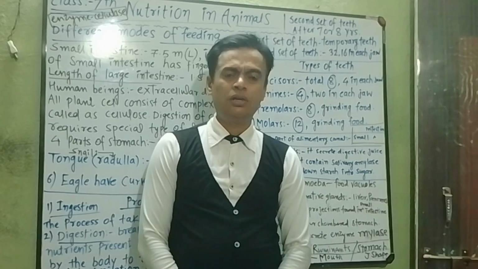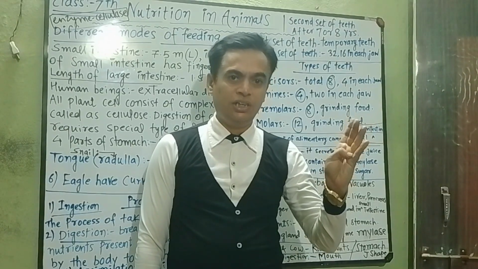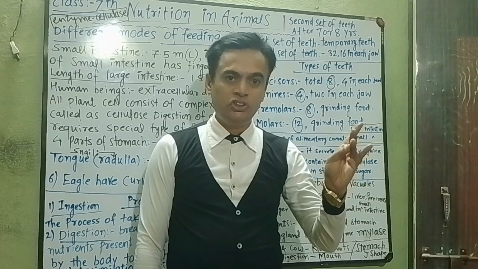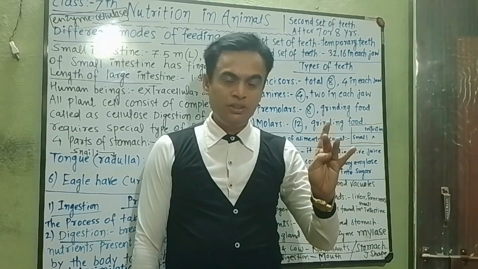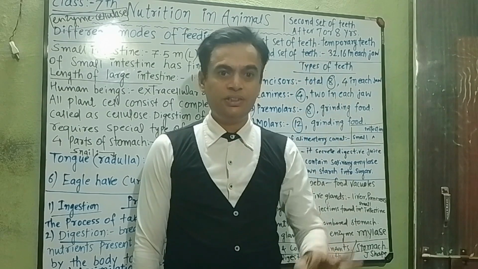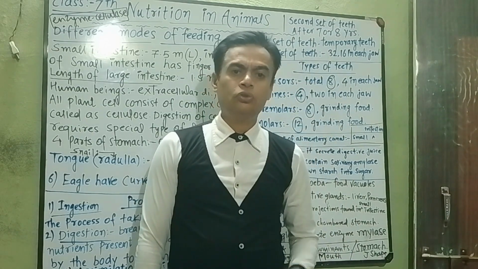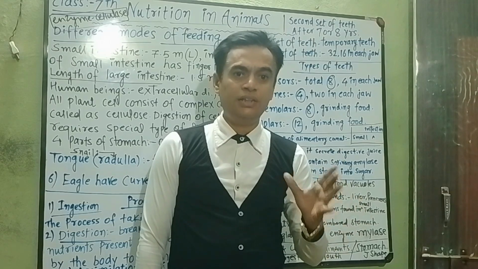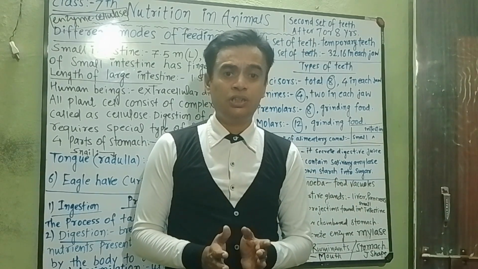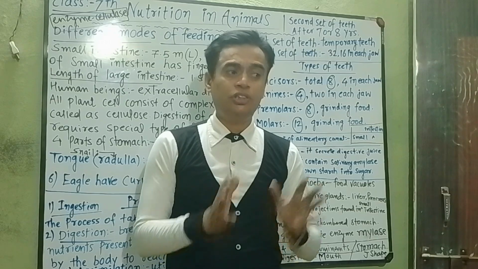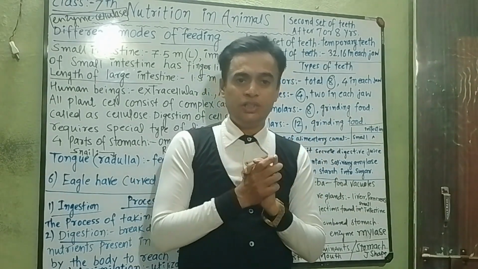Hydra is different, amoeba is different, lizard has a sticky tongue, chameleon has a sticky tongue, and eagle has a beak. Curved beak is there, and with the help of the curved beak, eagle is capturing its food. So each and every animal has some specialized organs, and with the help of specialized organs, each and every animal is capturing its food.